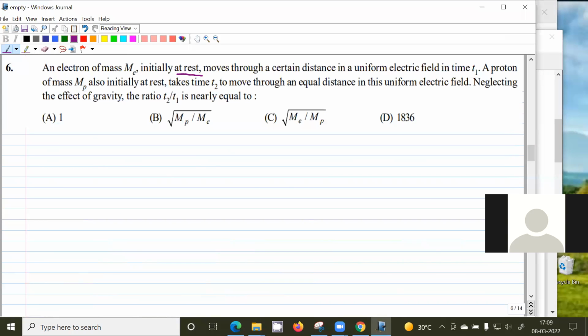Initially at rest, right? So both are starting at rest. So the time is what? How will you find this time? Using that kinematics equation on the size. Yeah. So will the time be same? Will the time be same? Yes or no?